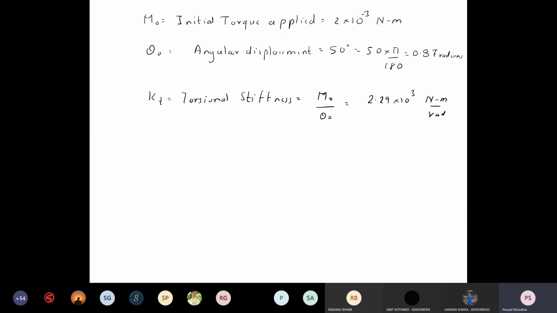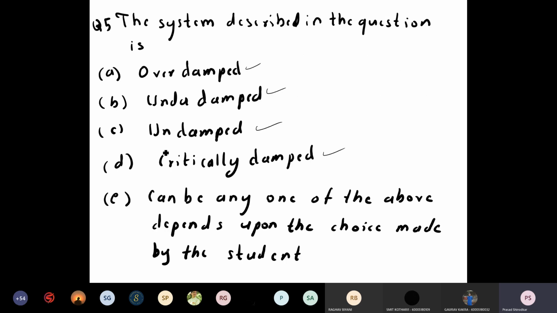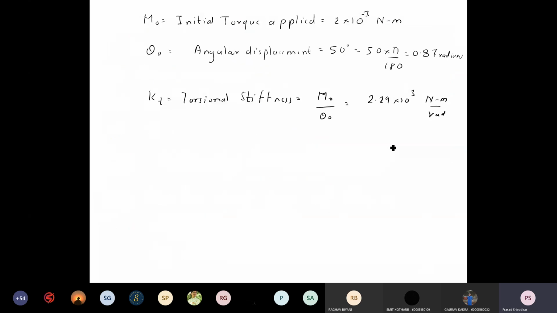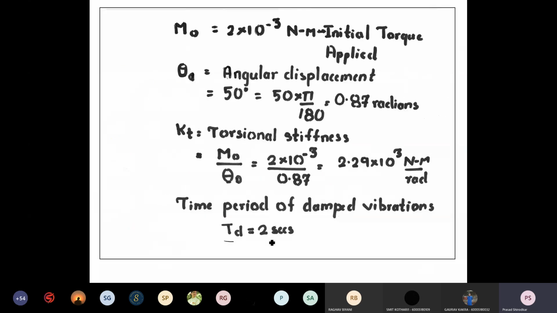Now, what is the time period for the oscillation? It is given that when the rotor is released from its position, the pointer swings first to minus 20 division in 1 second and then to 5 divisions in another second. So the total time period for the damped oscillation will be 2. So the time period for the damped vibration, TD, is 2.